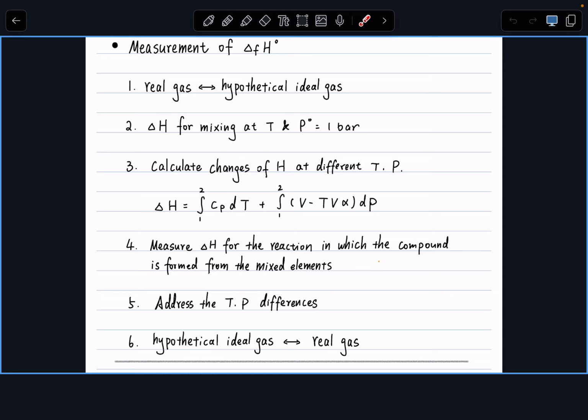Eventually, what we want is the delta H naught, the standard heat of formation of my HCl as an ideal gas. All right, so what we start from is the ideal gas, the hypothetical ideal gas. So this is our starting point. From our hypothetical ideal gas of H2 and Cl2, we first want to have a way to translate that ideal gas into real gas. That's something we will talk about later on.